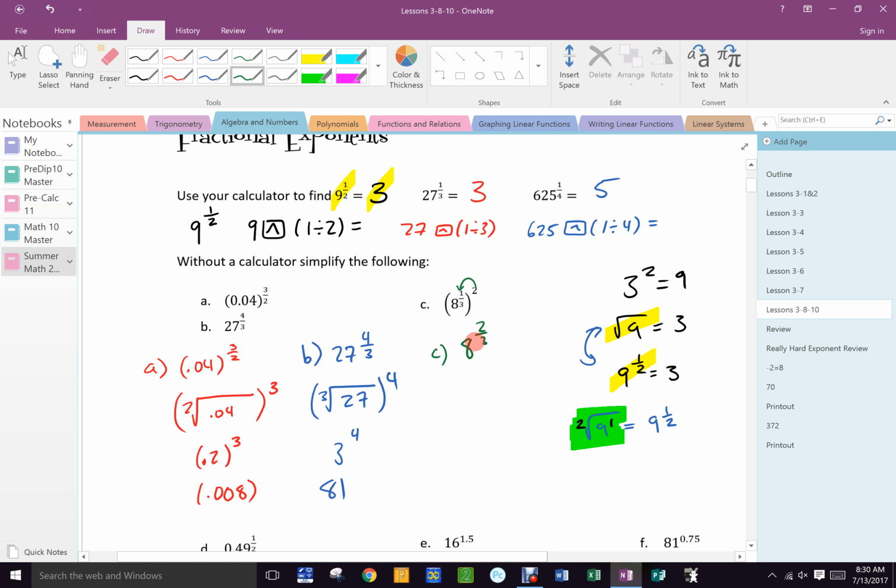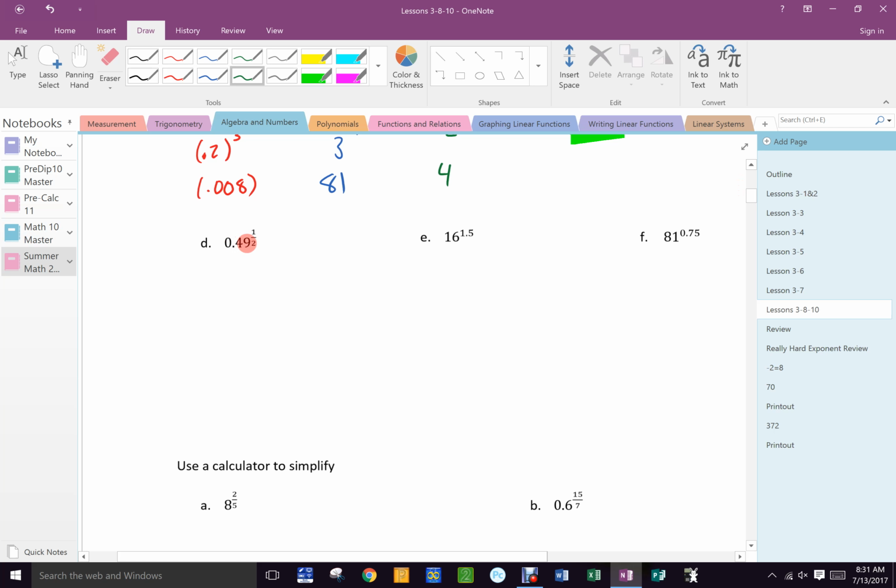Now, do I just follow the new rule that we just learned? Yes. Where does the 3 go? Index. Cube root of what? To what power? 2. What's the cube root of 8? 2. To what power? What's 2 squared? 4. Can everybody do this? It's easy peasy, right?